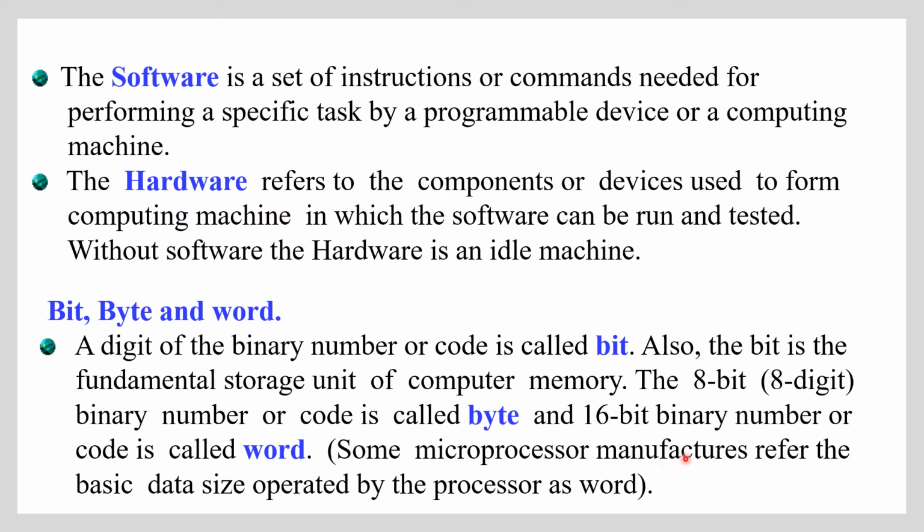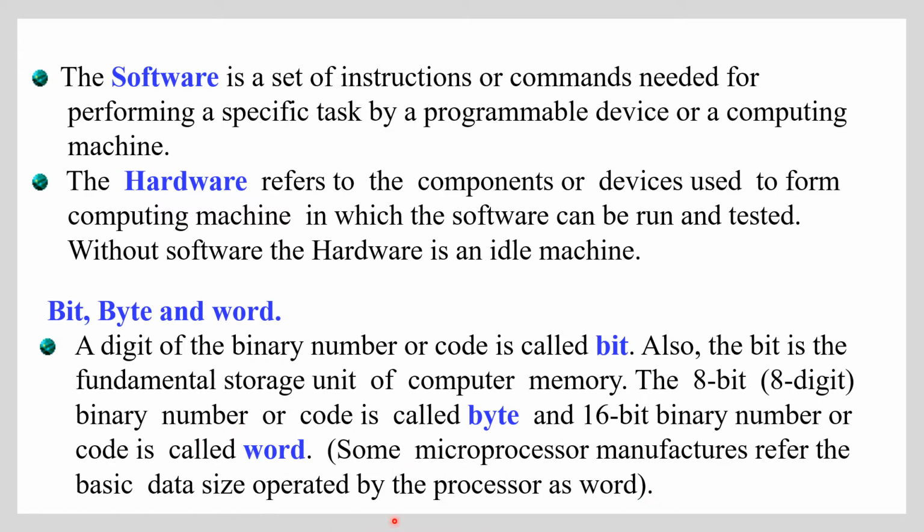A 16-bit binary number or code is called a word. 16 bits we call a word. And a group of 4 bits is called a nibble. Okay, so bit, nibble, byte and word. Some microprocessor manufacturers refer to the basic data size operated on by the processor as a word.